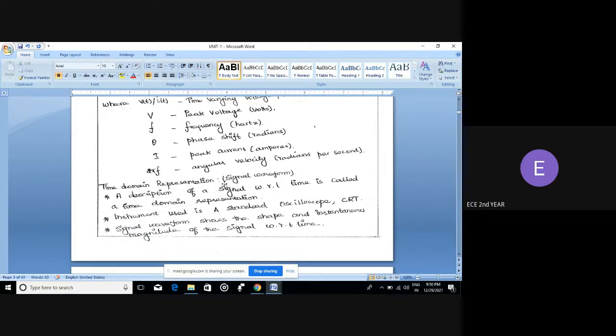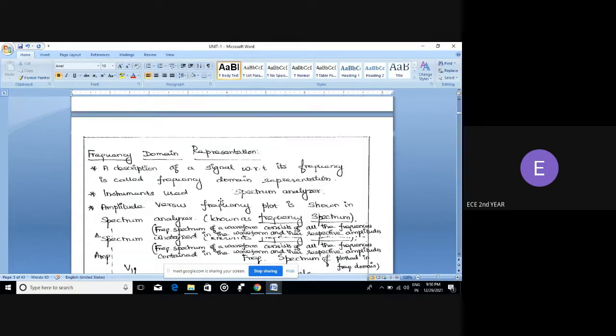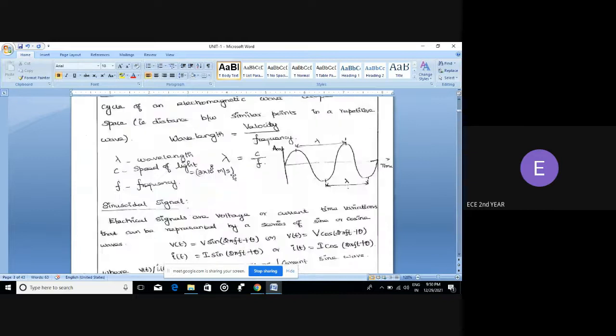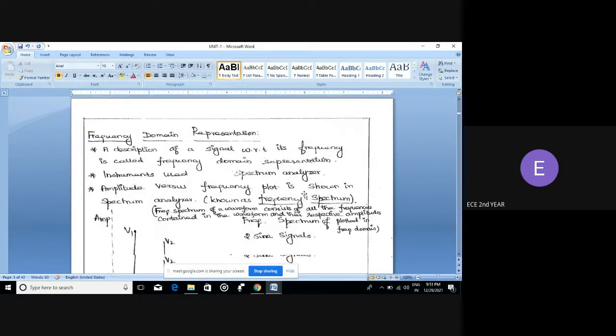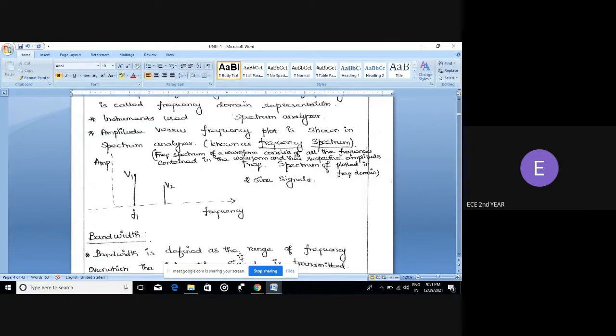Okay, here two types of representation of the signals are presented. One is the time domain representation and the other one is called frequency domain representation. Time domain representation is similar to this, where we have the variation of amplitude with respect to time. Next we will see the frequency domain representation. In frequency domain representation, we try to represent the signal variation with respect to frequency, right? So here in the y-axis amplitude is there, whereas in the x-axis we have the frequency, right?